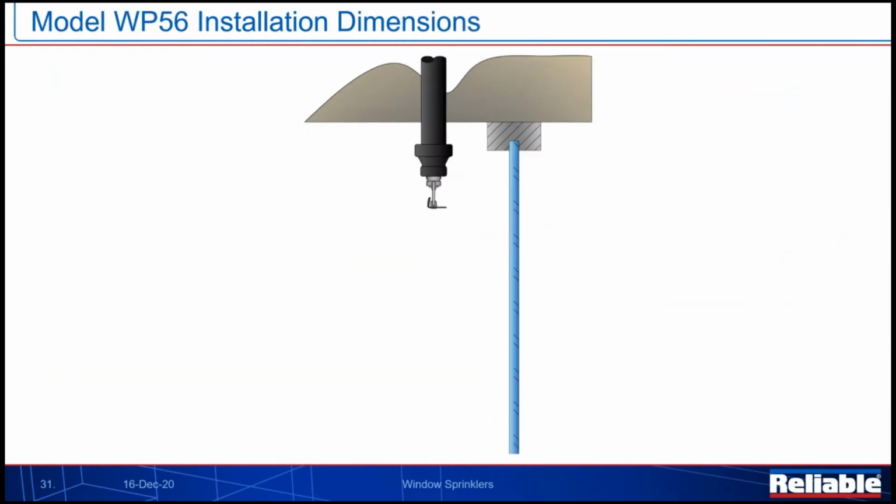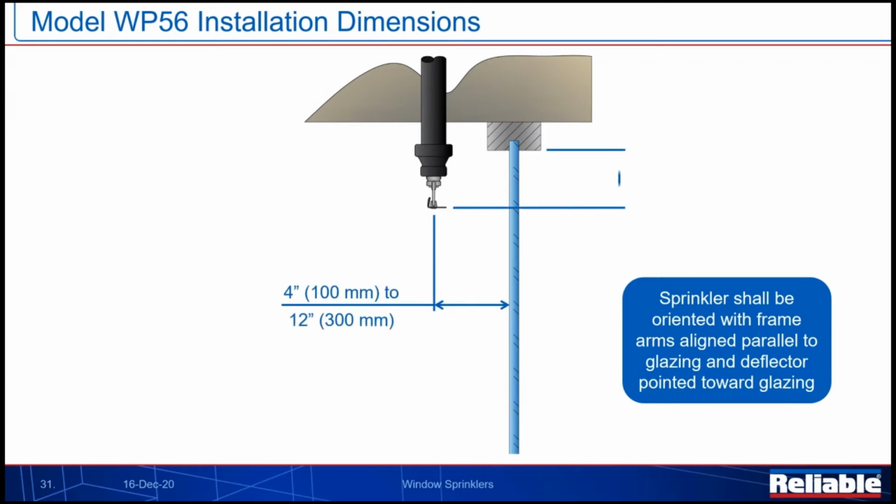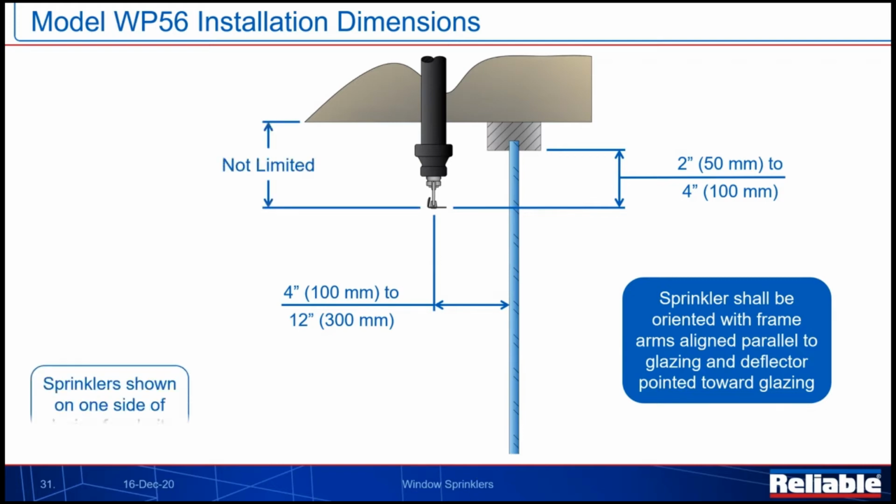Installing the WP56, the installation dimensions here: we're going to install the sprinkler with the frame arms parallel to the glazing surface. And we're going to be able to install this 4 inches to 12 inches off of the glazing. We're going to set this sprinkler 2 to 4 inches down from the top of the frame. This is going to allow us optimal ability to project our water towards the glazing material and coat all the surfaces and then cascade down it. There will be no limitation between the sprinkler and the ceiling.